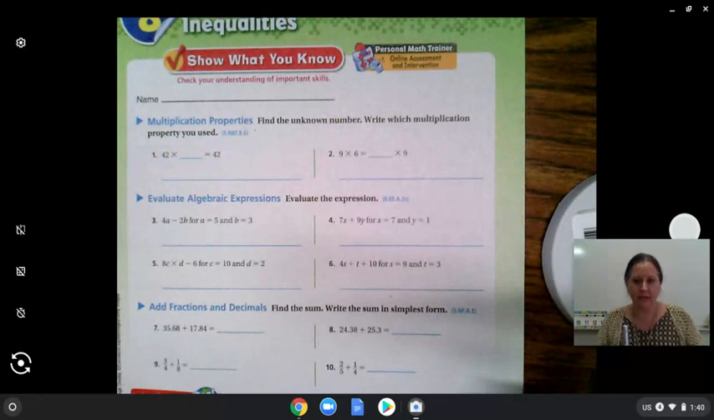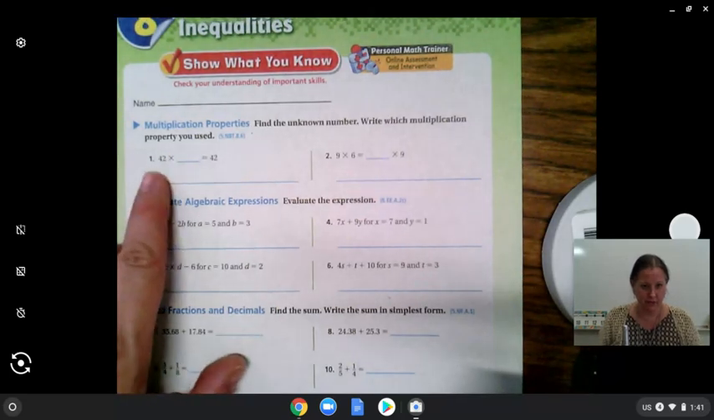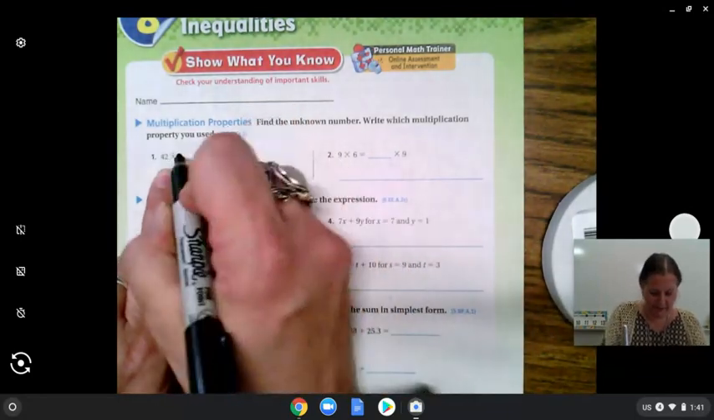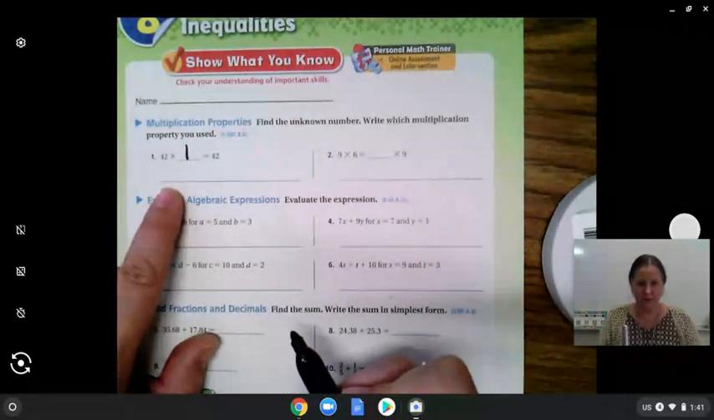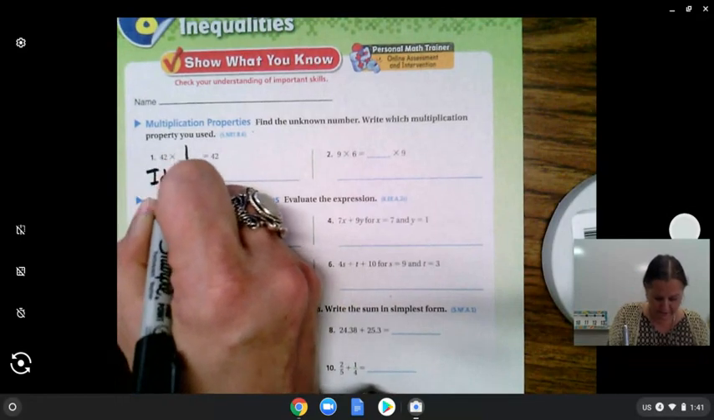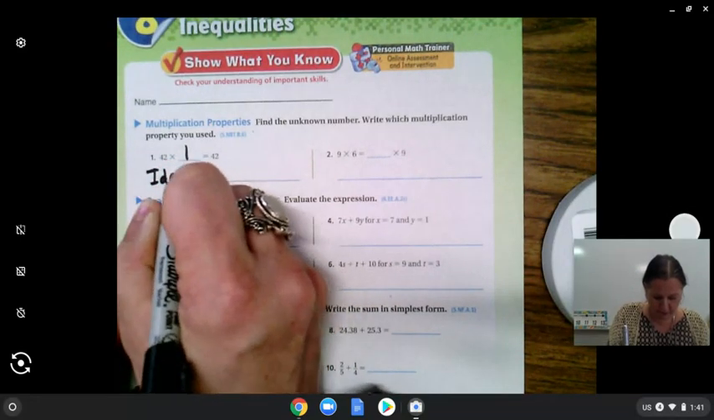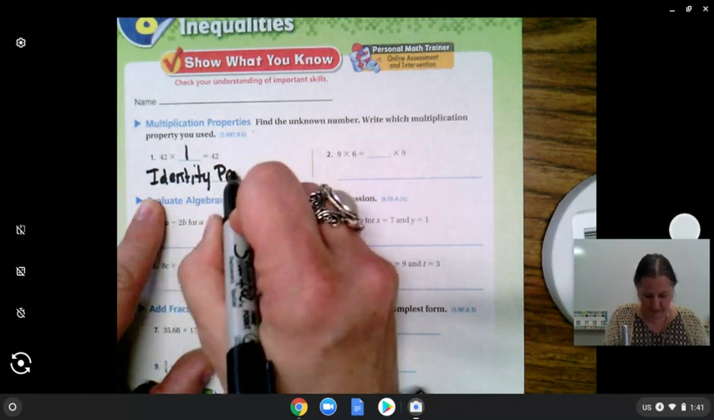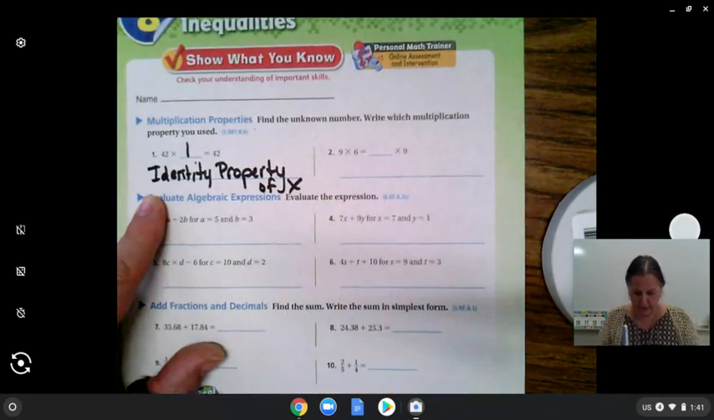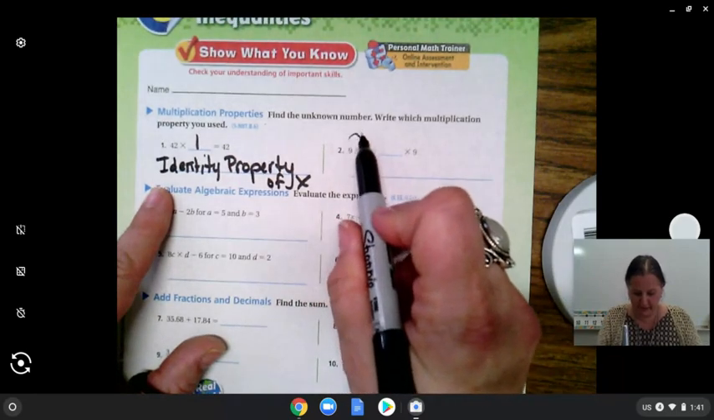So find the unknown number, write which multiplication property you used. So this, to equal that, I would have to multiply by the number 1. So I am using the identity property of multiplication. When you multiply by 1, that's the identity property of multiplication.